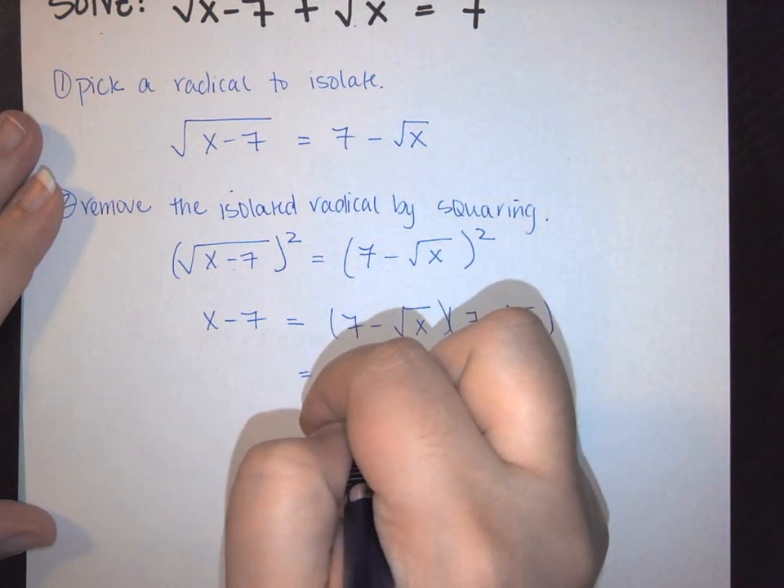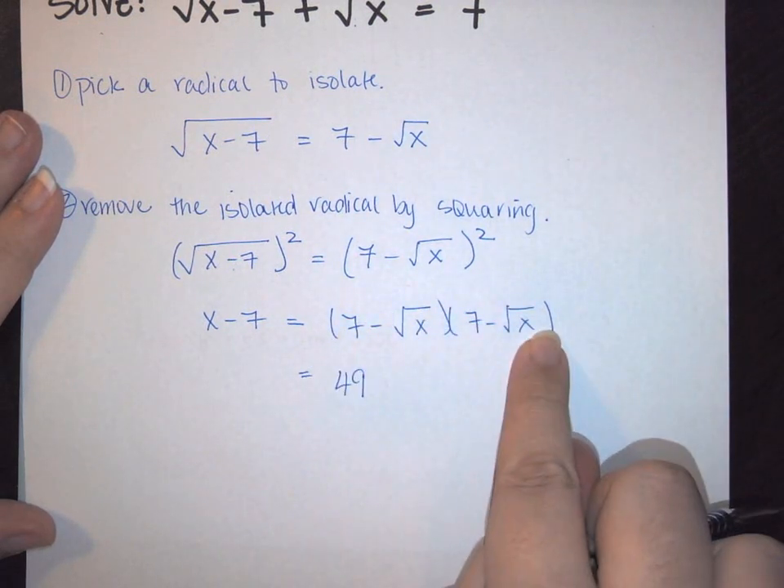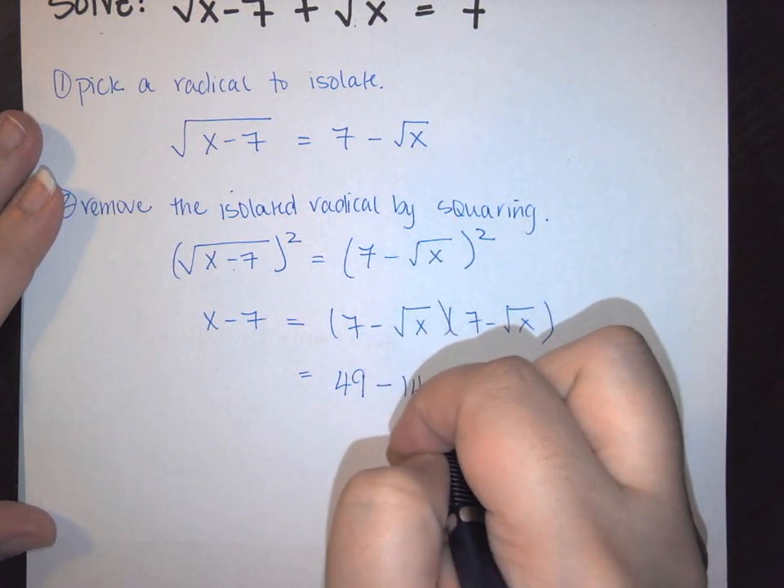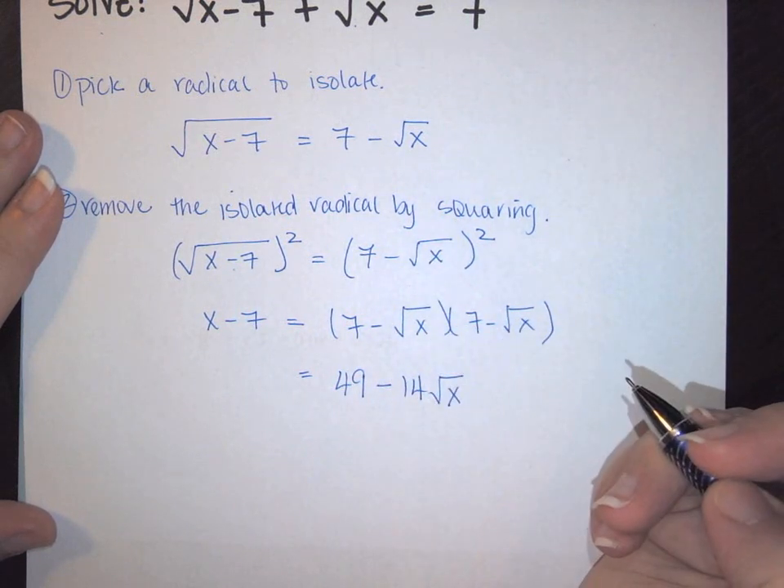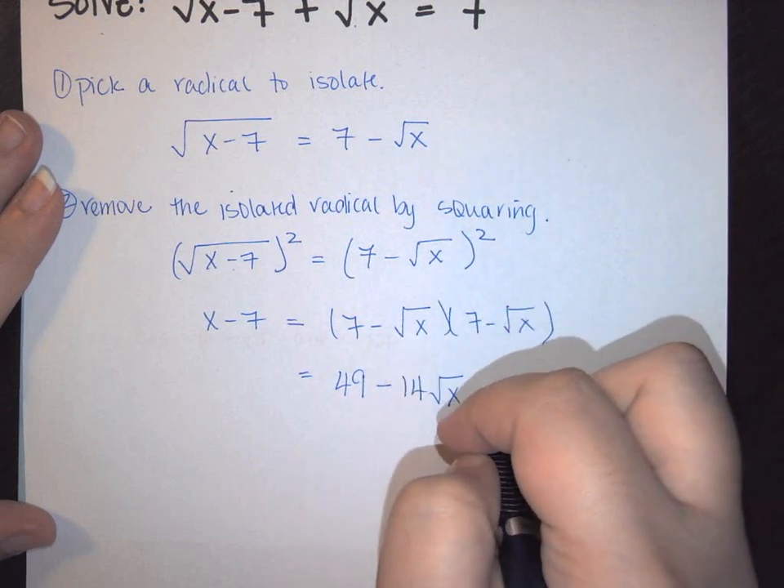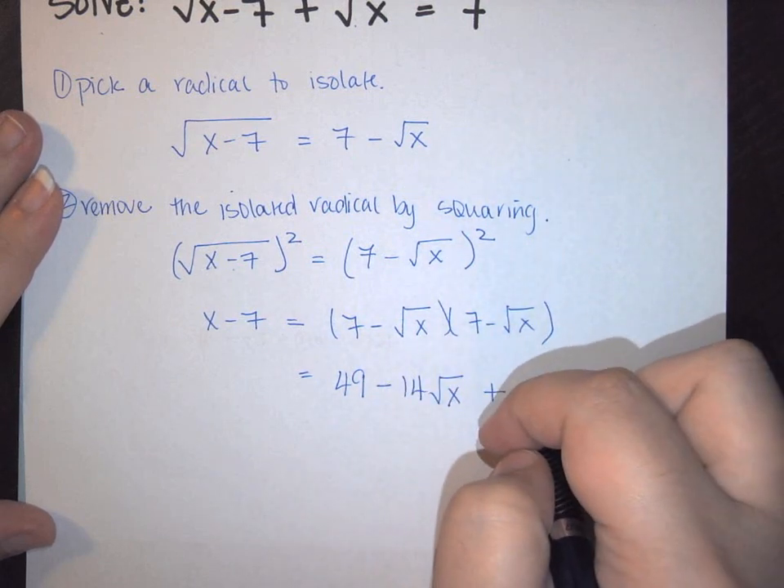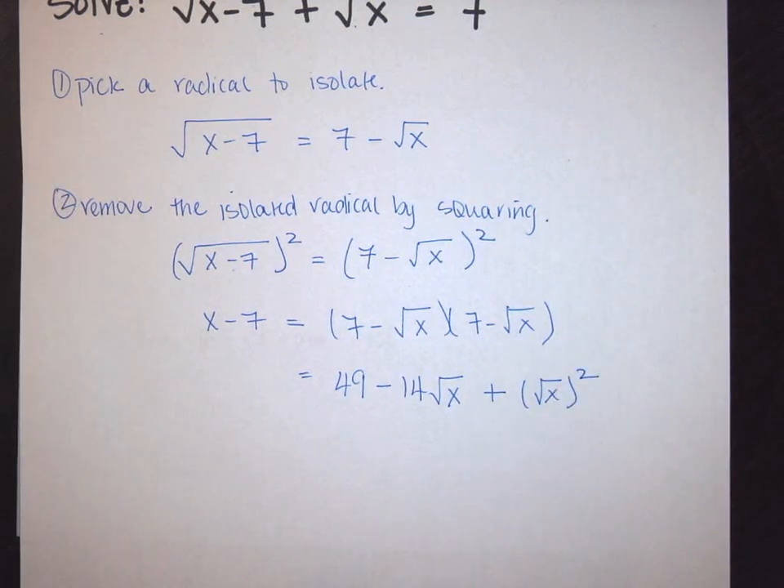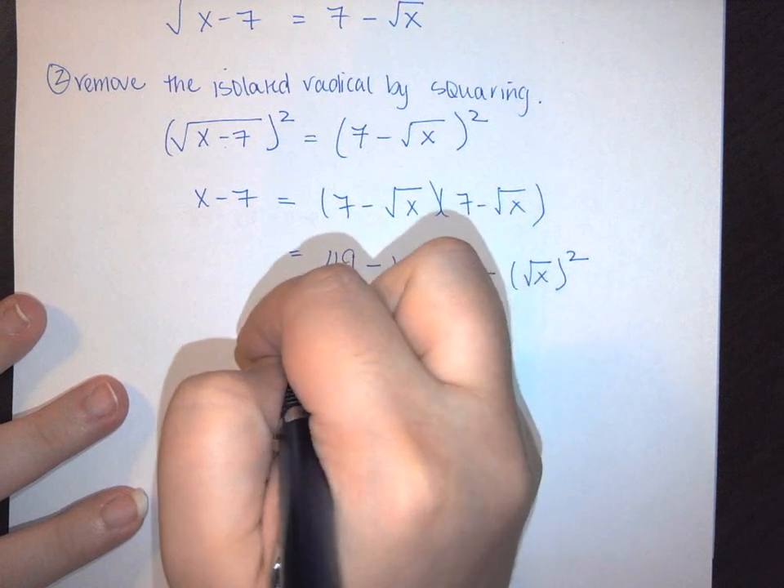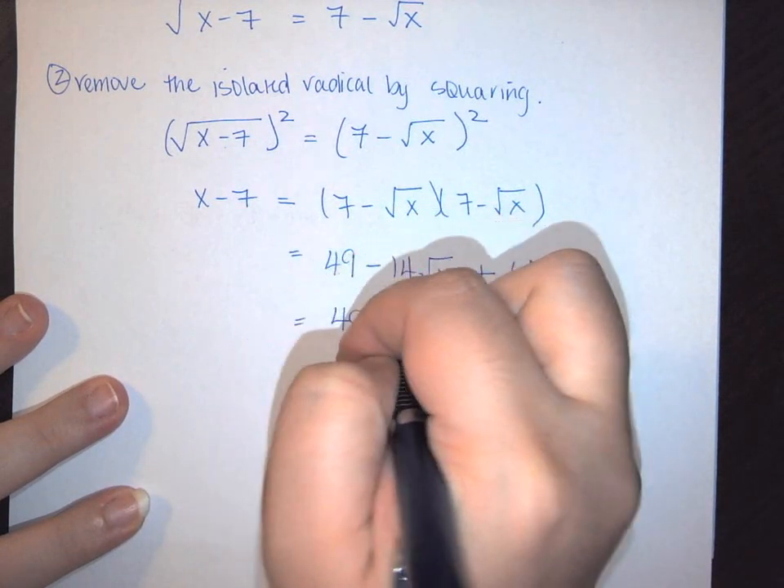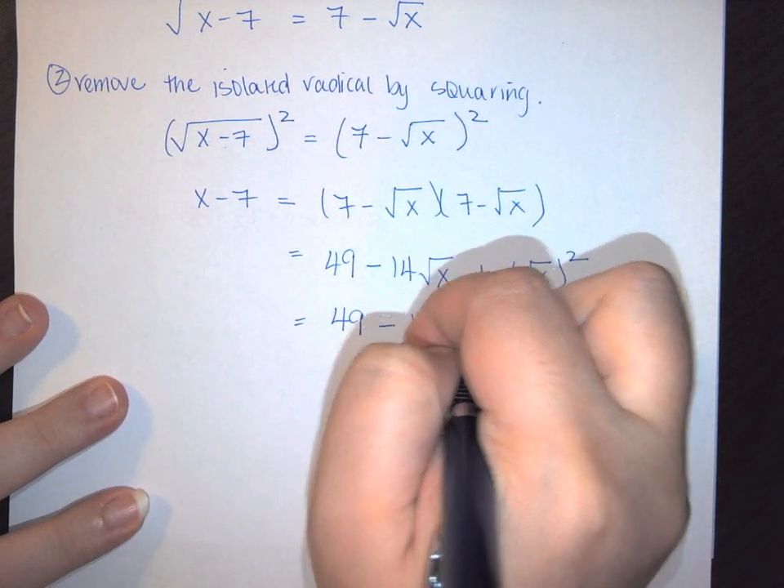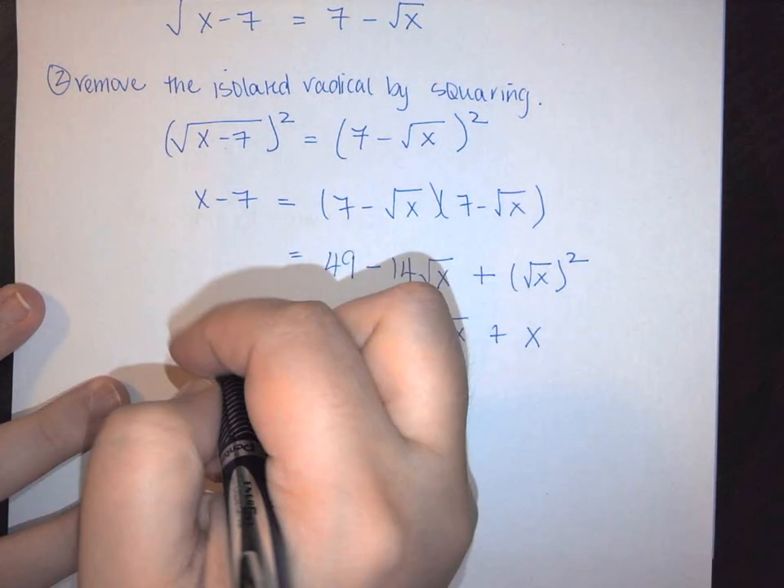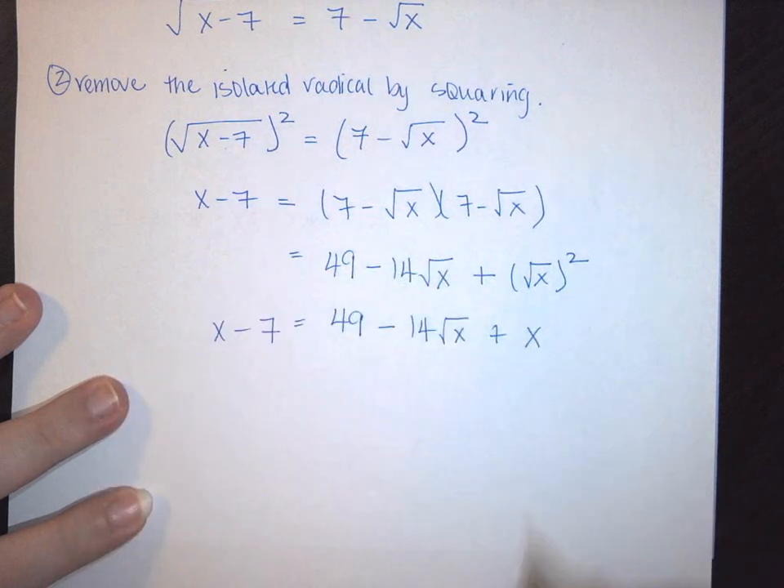7 and 7 is 49. Then I'm going to have minus 7 root x minus 7 root x, which gives you negative 14 square root of x. And then I have minus and minus, gives you positive, and then this is going to be the square root of x squared. So we can go ahead and keep reducing. So this is going to be 49 minus 14 square roots of x plus x. And here we had x minus 7.